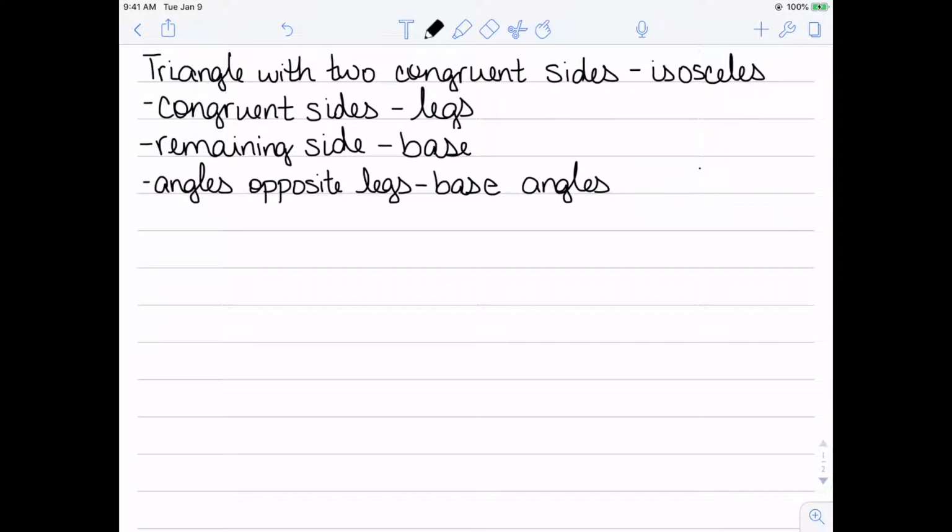The angles opposite the legs are known as the base angles. And the angle opposite the base is known as the vertex angle.